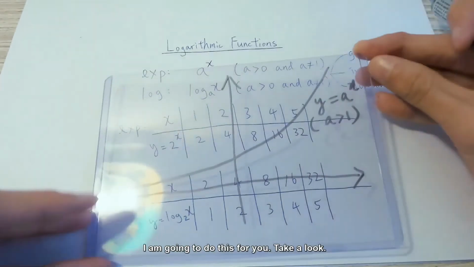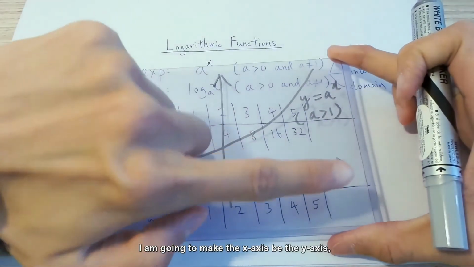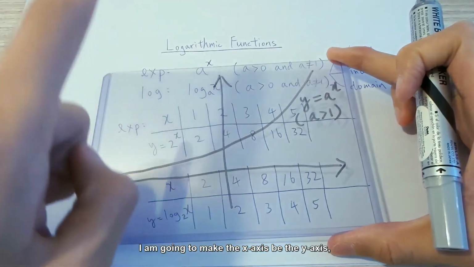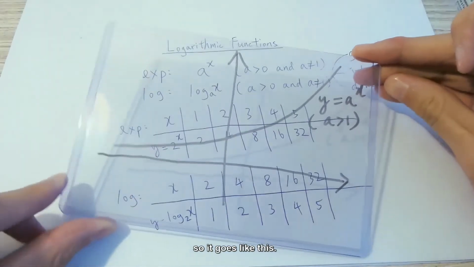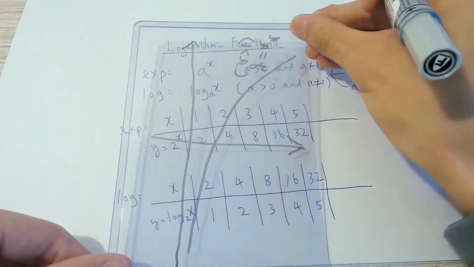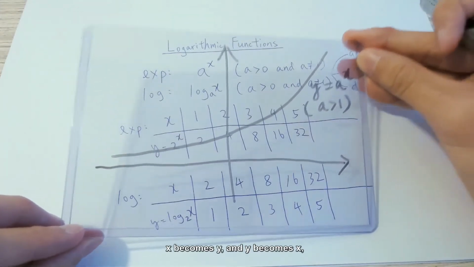That means, okay, I'm going to do this for you. Take a look. I'm going to make the x-axis to be the y-axis and the y-axis to be the x-axis. So it goes like this. Okay, I do it again. X becomes y and y becomes x.